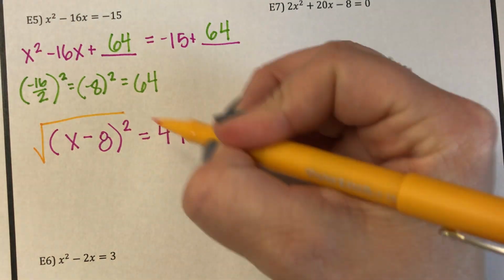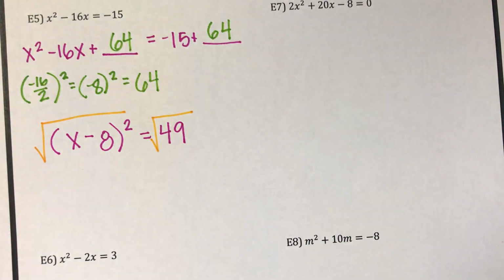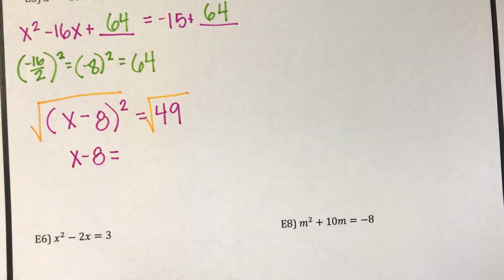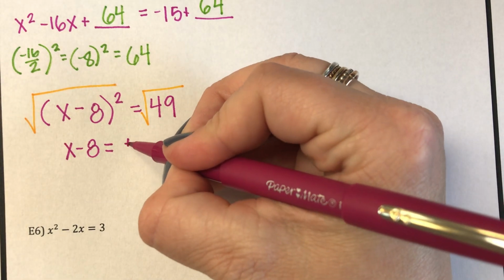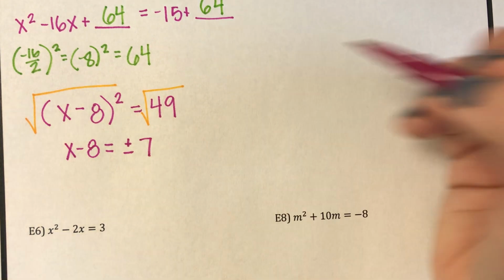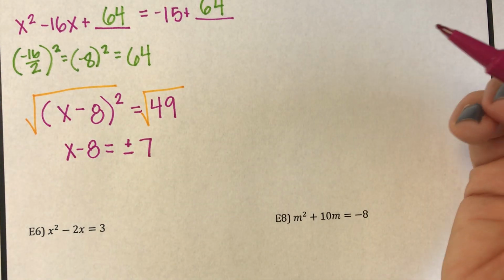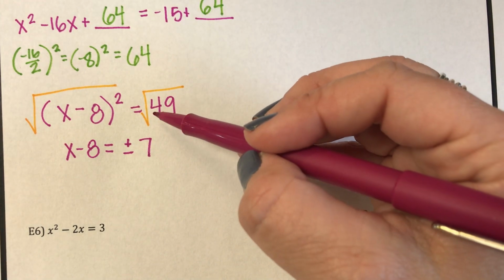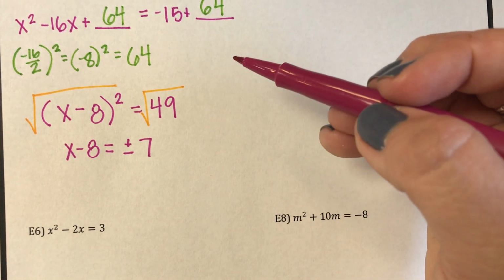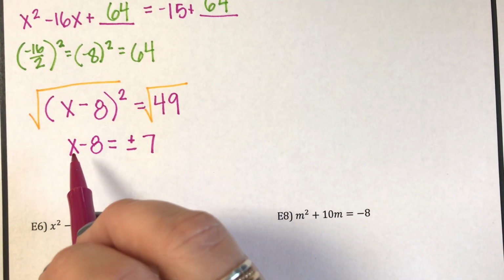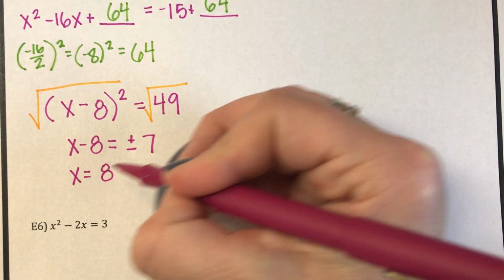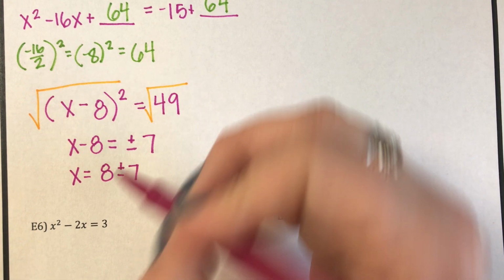So we're going to take the square root of both sides. The square root of x minus 8 squared is x minus 8. And then remember, when you take the square root, it could be plus or minus, right? Because we know the square root of 49 is 7, but it could be positive 7 or negative 7, because 7 times 7 is 49, but negative 7 times negative 7 is also 49. So we're so close. I just want x, though, not x minus 8. So we're going to add 8 to both sides. So x could be 8 plus or minus 7.